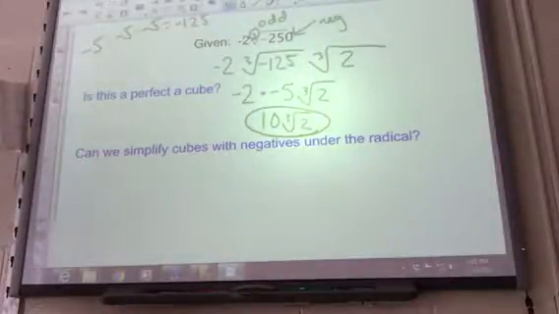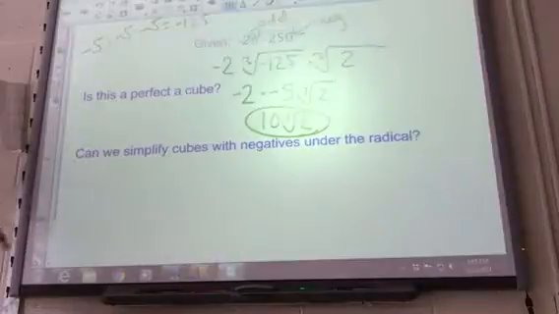Just multiply numbers that are on the outside. And that's it.